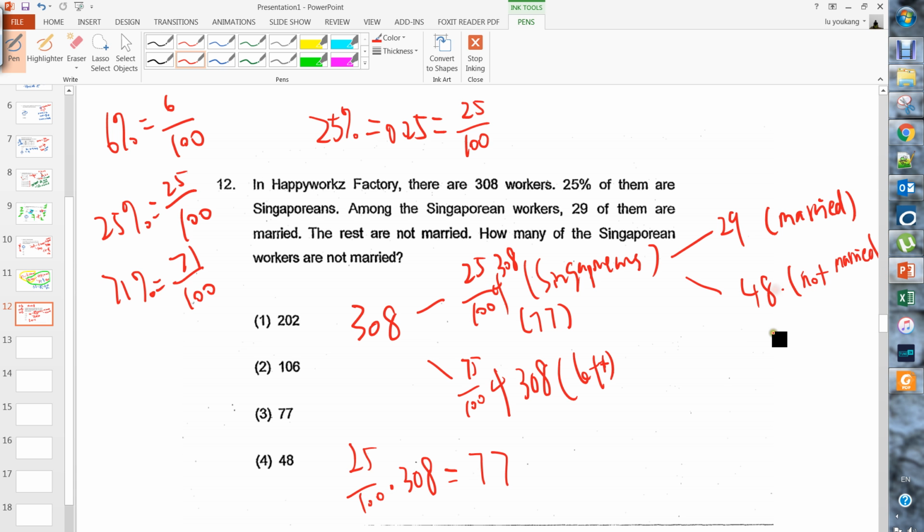Okay, so what is the question asking? The rest are not married. Okay, good. So how many of the Singaporean workers are not married? So 48 not married.